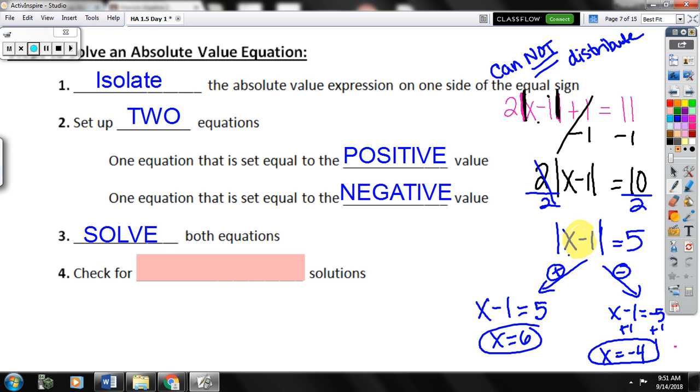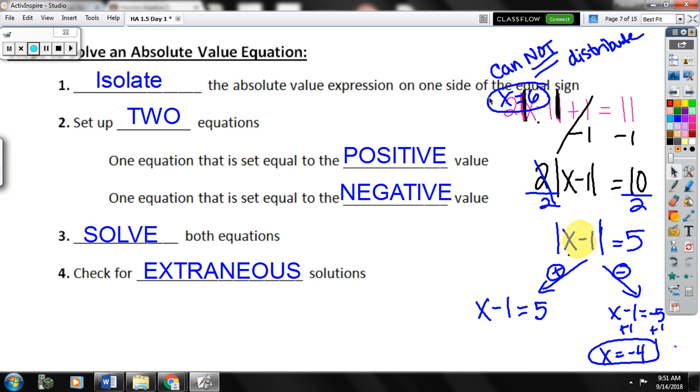Now, the last step is that you have to check for extraneous solutions, which means you have to take those numbers and plug them back in and make sure that they satisfy the original equation. You cannot check it in this one that you've modified. You have to check it in the very top equation. So we'll just do it in our head.